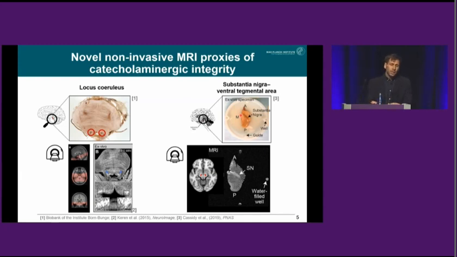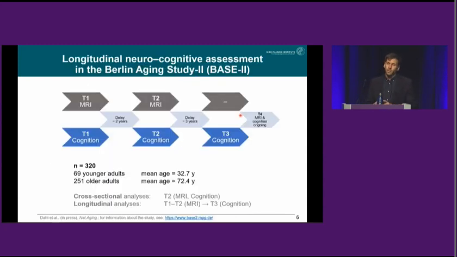Based on this, we added comparable sequences to the Berlin aging study, a longitudinal study of healthy aging in which we now have imaging data available for 2 measurement waves and cognitive data available for 3 waves, in a sample of roughly 300 younger and older participants. In the beginning, I would like to talk about cross-sectional findings, in which we linked in vivo proxies for these 2 neuromodulatory systems to aging cognition. And only later on, I will also talk about longitudinal findings, that is, within-person changes in these neuromodulatory systems.